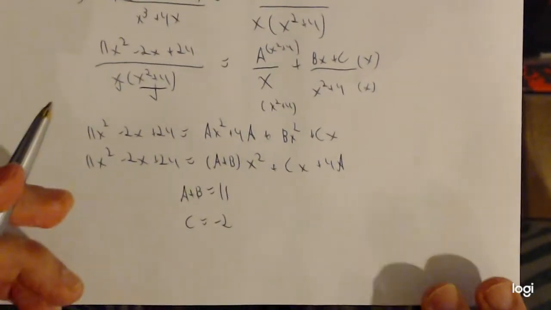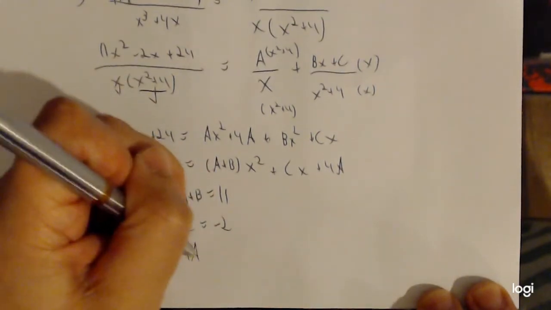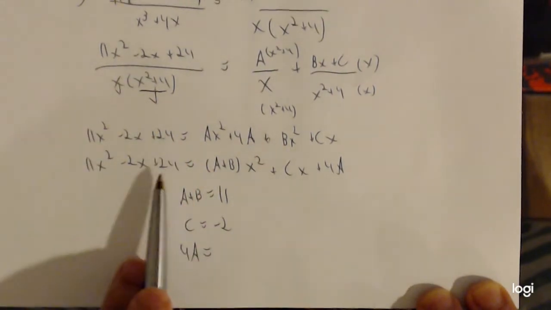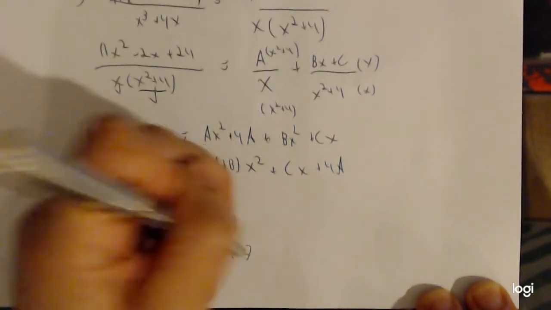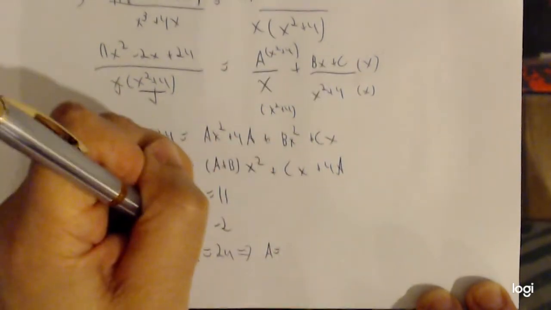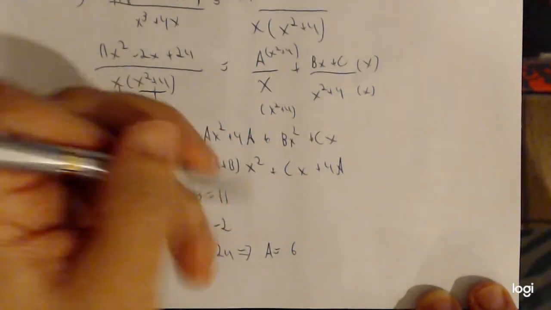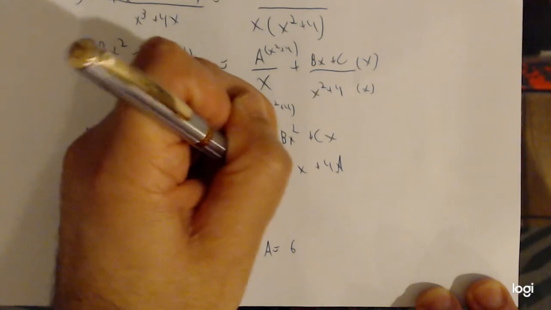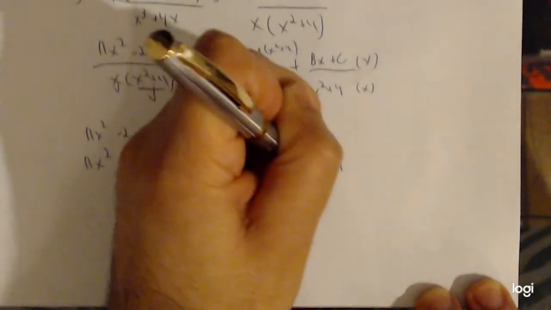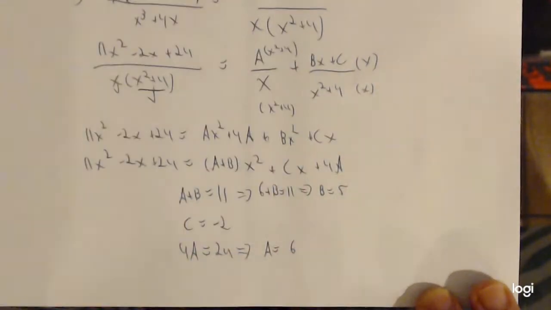And then what do I have now? 4A. And 4A is just my constant. And what does 4A have to equal? 24. And if 4A is 24, what does that imply? A must be 6. And if A is 6, then I could easily find B, which becomes what? 6 plus B equals 11, which implies B is 5. And there you have it.